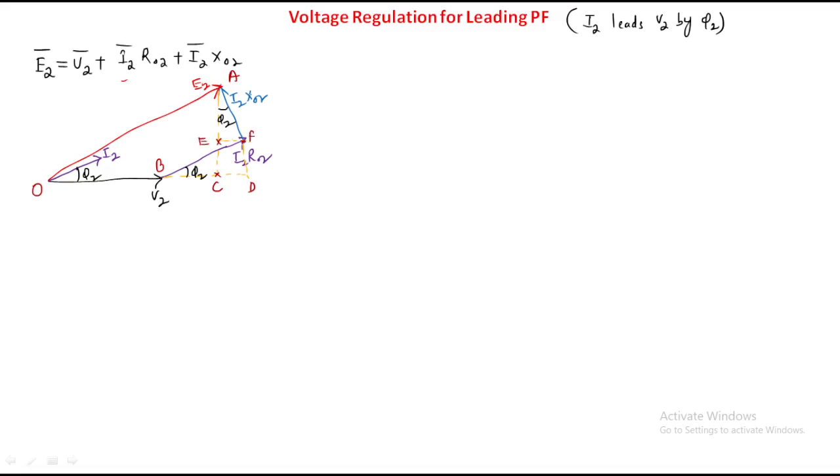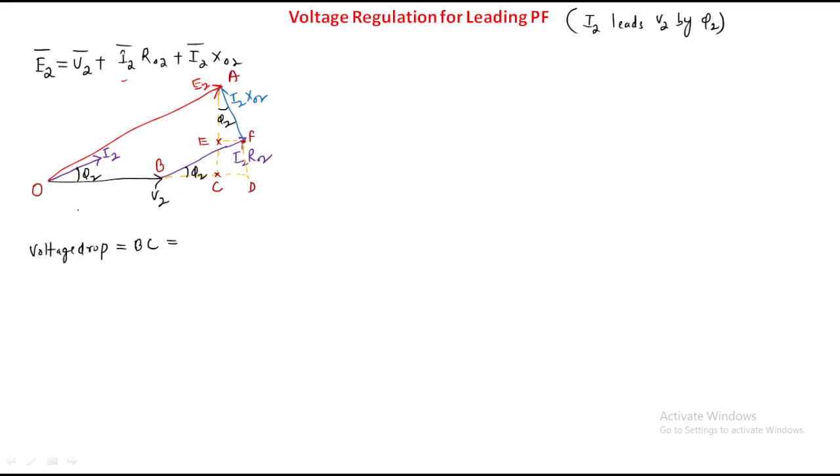So the component of E2 along OC is nothing but what? BC. So from this, voltage drop of transformer during leading condition is what? Voltage drop should be equal to BC only, right? BC, this is the voltage drop. The component of E2 along OC is nothing but OC, that is OC minus OB, which is nothing but BC.